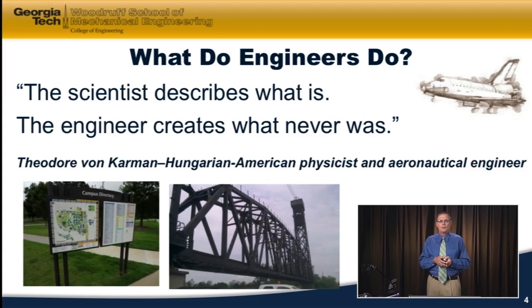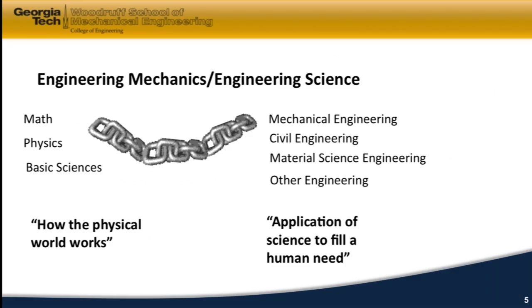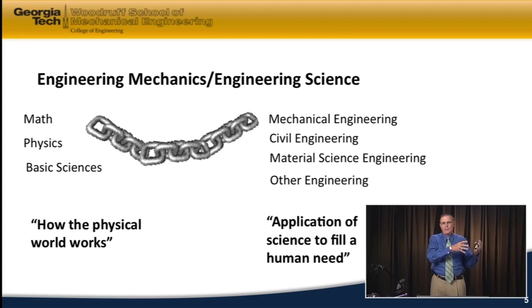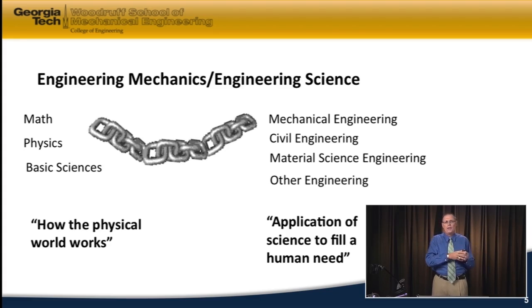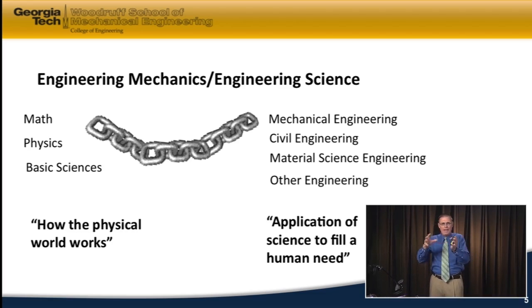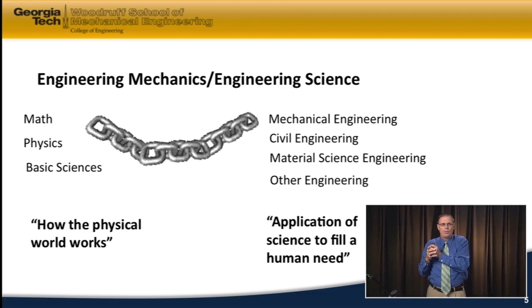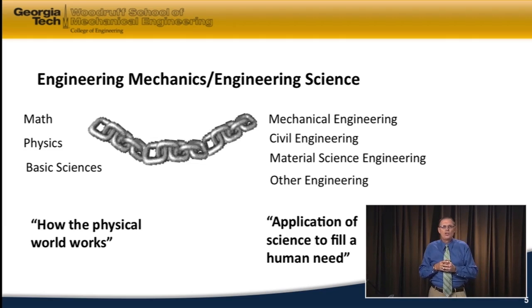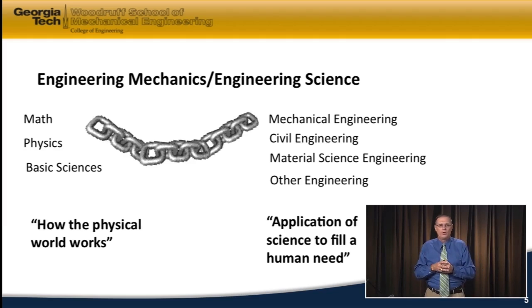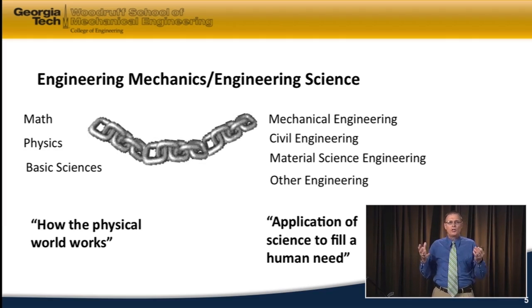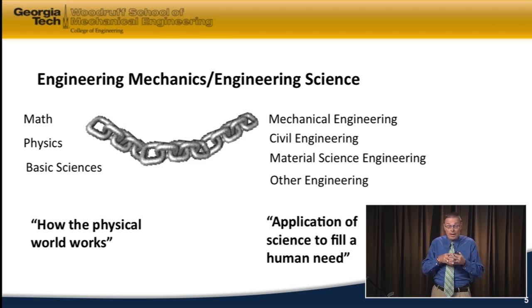So what is engineering mechanics? I said this is an introduction to engineering mechanics or engineering science. Well, engineering mechanics takes the basic sciences, the physics, the math, the things about how the physical world works, and then it's the linkage. Engineering mechanics, or what's sometimes called engineering science, is the linkage to the engineering disciplines of mechanical engineering, civil engineering, material science engineering, or all kinds of other engineering, where we try to, in engineering, fulfill a human need by applying the science that we learned before.